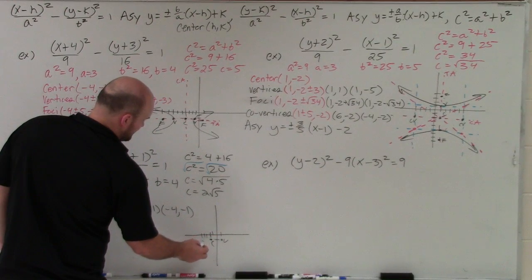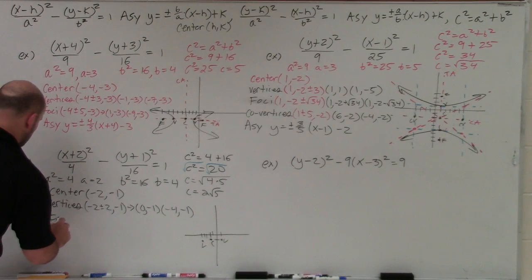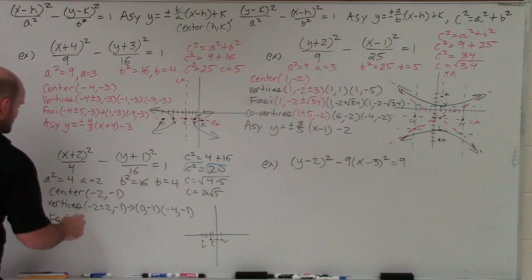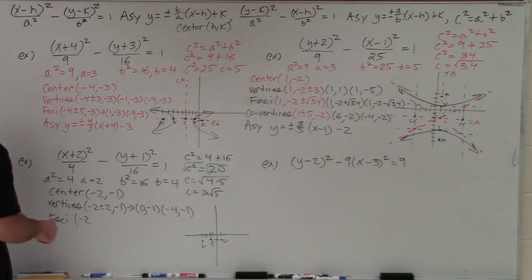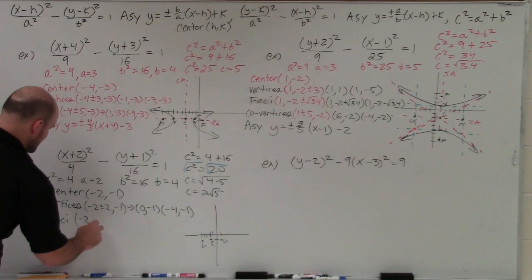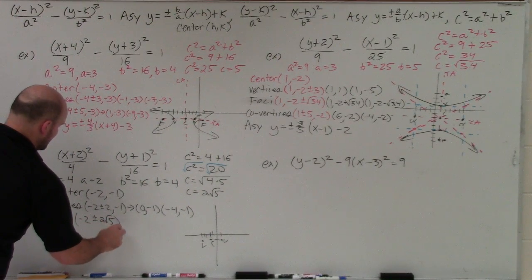1, 2, 3. To find my foci, again, I'm just going to be going left and right from my x-coordinate. So I'm going to do negative 2 plus or minus c, which in this case is 2 square root of 5. So that's going to be negative 2 plus or minus 2 square root of 5.